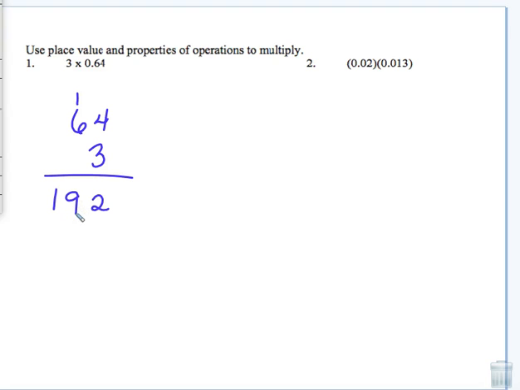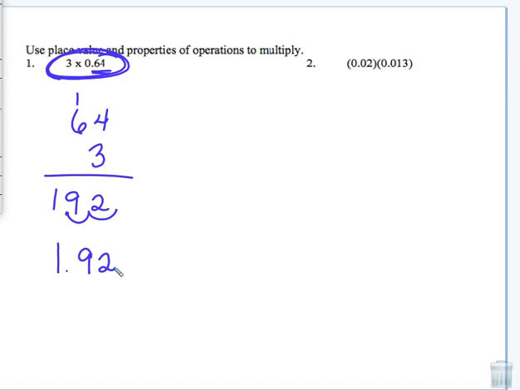The way that we do that is we go up to the original problem and we look at how many place values there are, or numbers, after the decimal. 3 does not have any numbers after the decimal. The 64 has 2 place values after the decimal. So what you do is you total up the place values after the decimal, and that's the number of place values you come in. So when I come in 1, 2, that makes my answer 1 and 92 hundredths.